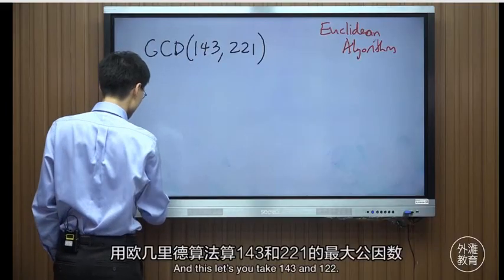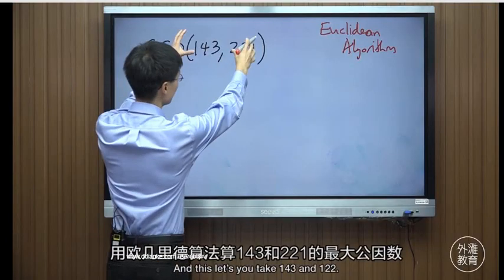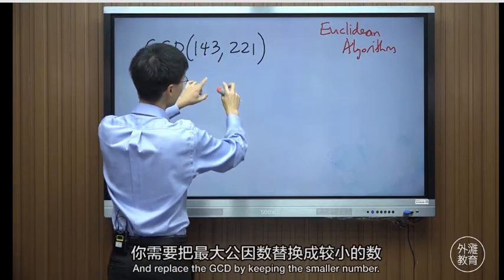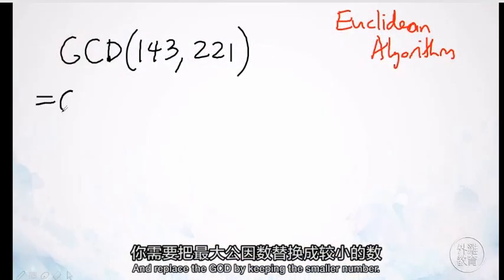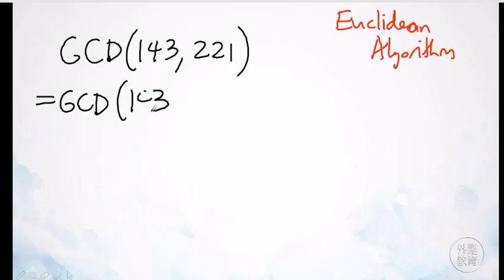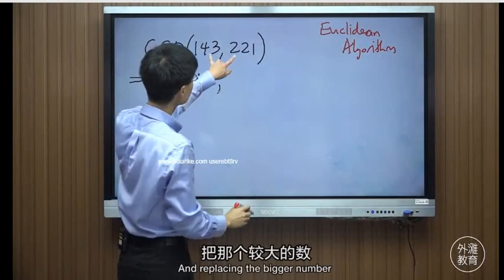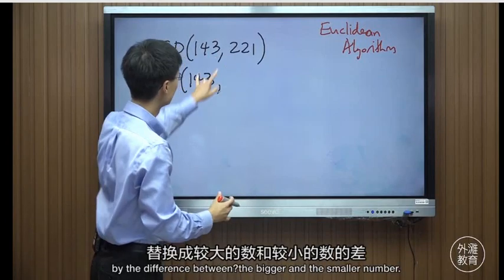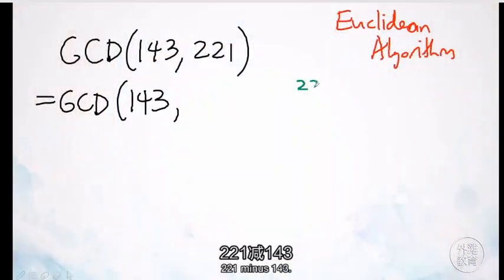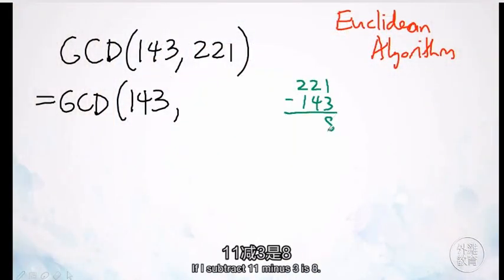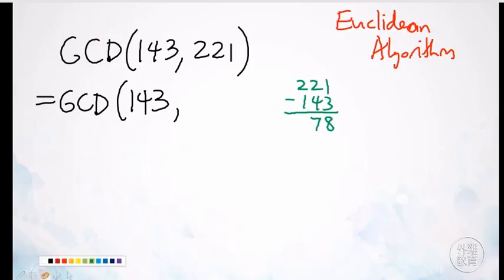And this lets you take 143, 221 and replace the GCD by keeping the smaller number and replacing the bigger number by the difference between the bigger and the smaller number. So let's just calculate the difference. 221 minus 143. If I subtract, 11 minus 3 is 8. 11 minus 4 is 7. 78.